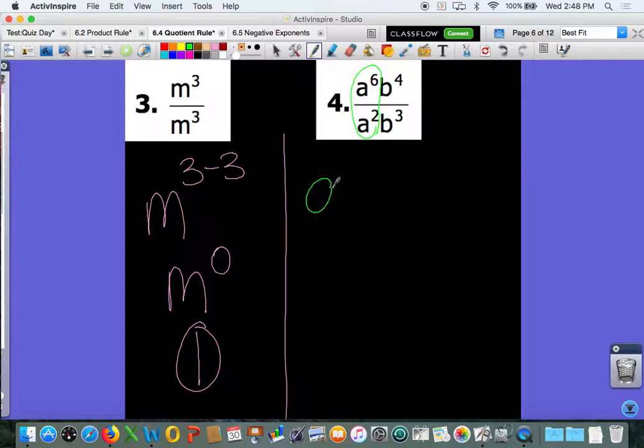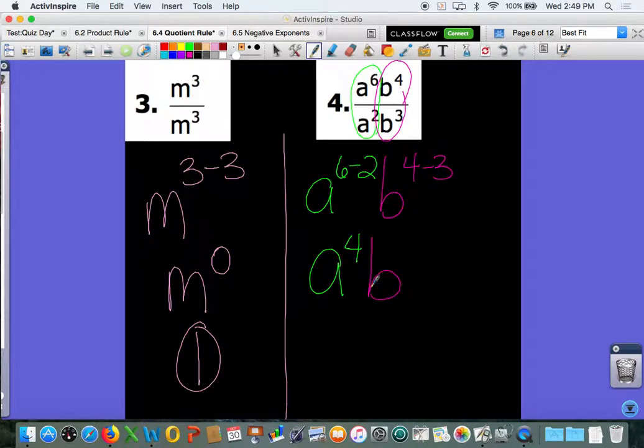So I've got a, 6 minus 2, but for b, I've got b, 4 minus 3. Now please keep in mind, you are always using the top number for your first number and you're subtracting the bottom number from your top number. Keep that in mind for when things get trickier later. Let's go ahead and simplify this though. I cannot leave it like this. It is a to the 4th power, and it is b to the 1st power. But you know what? I can actually leave that alone and just leave it as b.